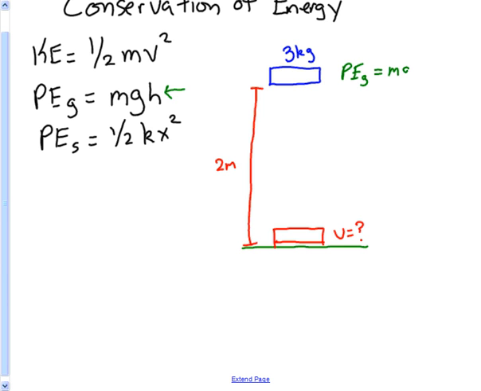It's mass times gravity times height. If you do the math, it would be 3 kilograms times 9.8 meters per second squared times a 2-meter height. And that gives you, if you put it all into your calculator, 58.8 joules of energy. Okay?